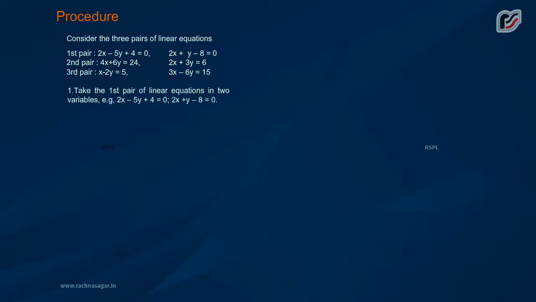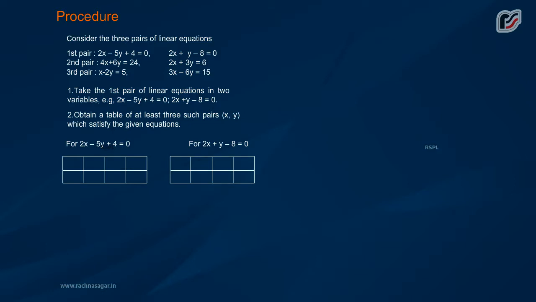First, take the first pair of linear equations in two variables. Example: 2x minus 5y plus 4 is equal to 0, and 2x plus y minus 8 is equal to 0. Second, obtain a table of at least three such pairs x, y, which satisfy the given equations.